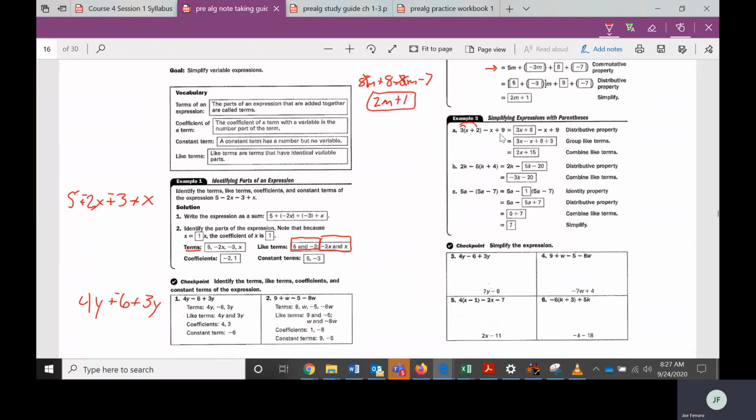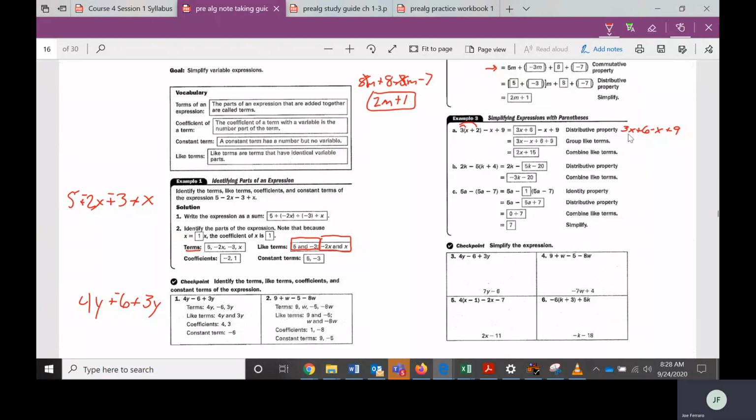Okay, now we can rewrite the rest. So negative x and a plus 9. Okay, so our new expression after the distributive property, I'll just rewrite it over here, is this. Okay, now they rewrite it, they change the order and they group like terms. You don't have to do that.